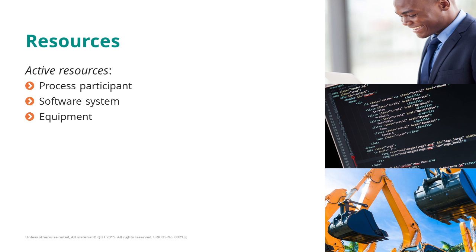On the other hand, we have passive resources, like for example an excavator that is actually used by the active resource, the operator, to perform an excavation job. Or a photocopier that is used by a human being to take some photocopies. Now, the focus when it comes to process modeling is mostly on active resources.